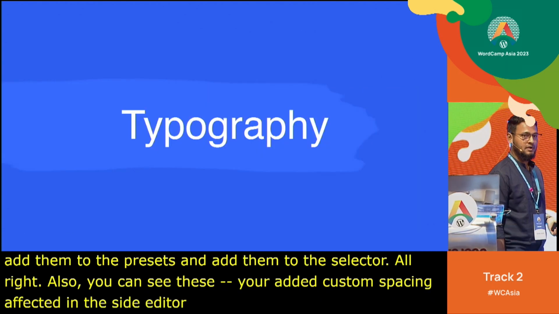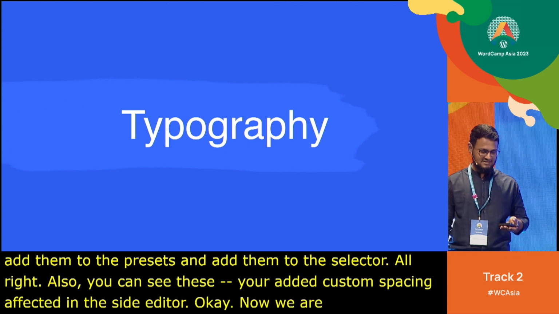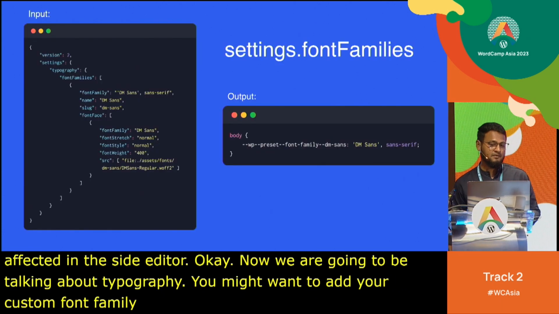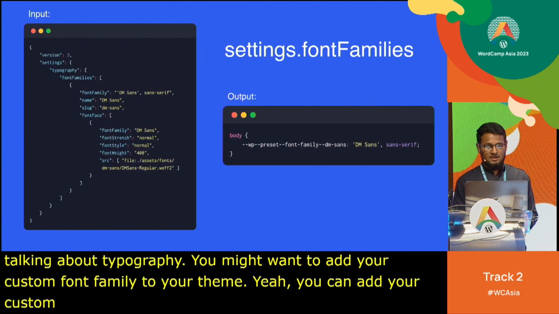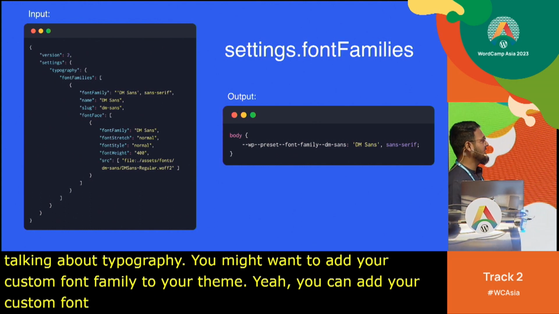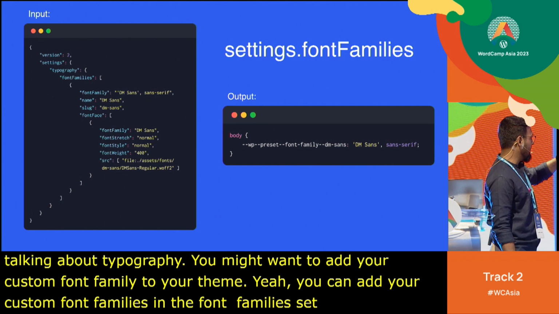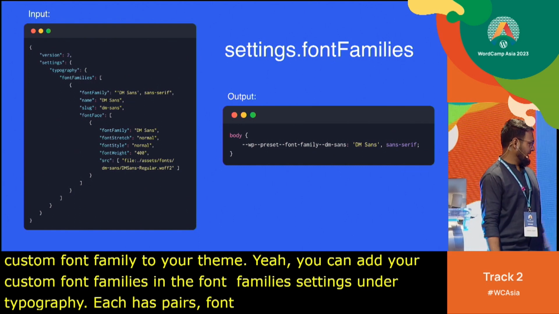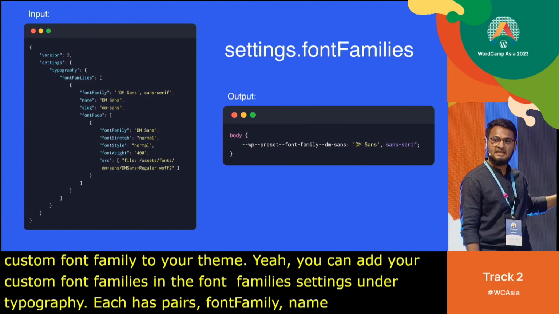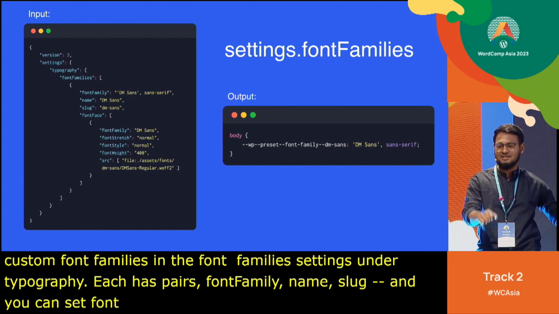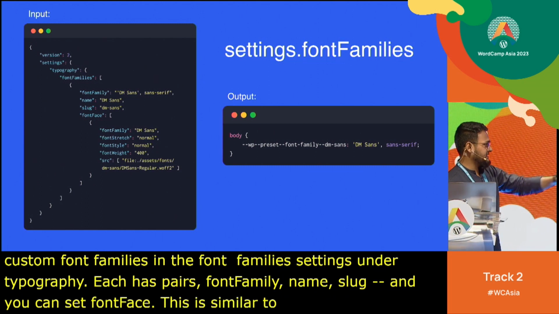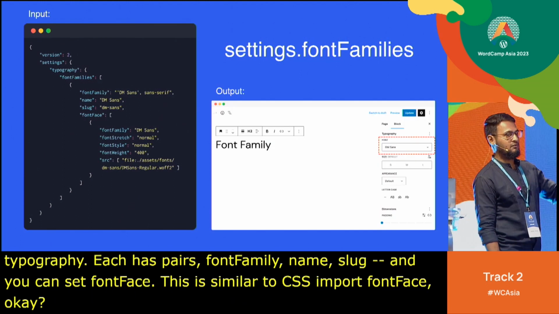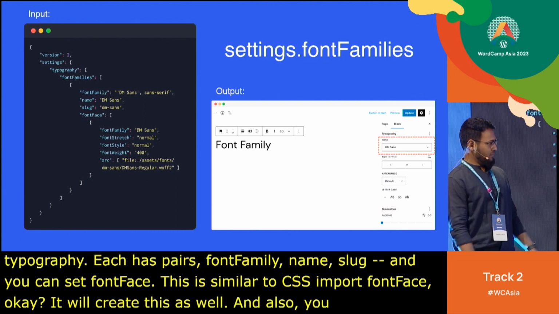Now we are going to talk about typography. You might want to add your custom font family to your theme. You can add your custom font families inside the font families under the settings typography. Each font family has 4 key value pairs. There you can see font family, name, and slug. And if you want to add your downloaded local font, you can set it in font face. I think you can guess this font face is similar to CSS import font faces. It will create this preset as well. And also you can see your integrated fonts available in the site editor font choose options.